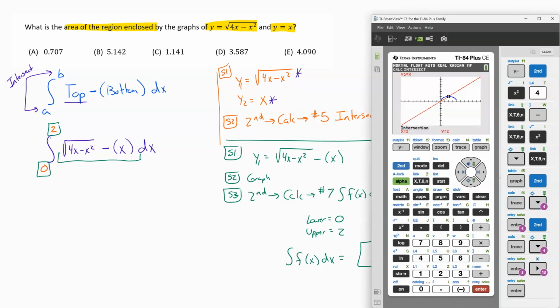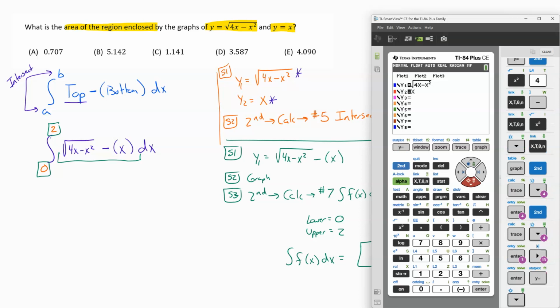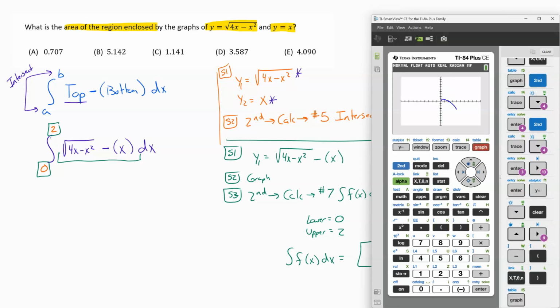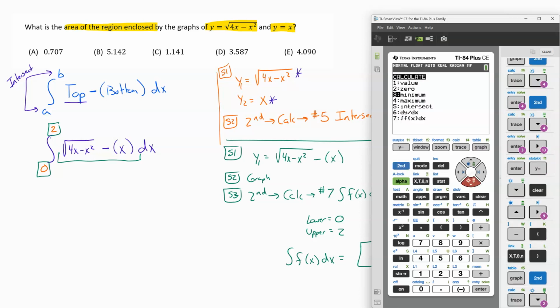So open back up our calculator, go into the y equals. Careful not to get too happy on the clear button because half of our equation's already in there for us. So we're entering into y1 now, the top equation, which was the square root of 4x minus x squared, minus the bottom equation. And now we'll hit graph on that. And then we're going to go through our second and hit the calc menu again. And then this time you'll choose that number 7 option in the menu, integral of f of x dx.